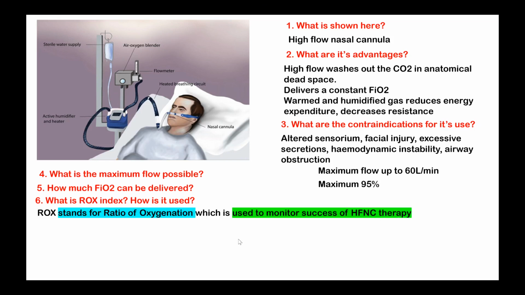So, what should be the formula for this? Any idea? Now that you know the expansion of the acronym, can you make a guess what should be the formula used to assess this? SpO2 by FiO2 into respiratory rate. Respiratory rate, very good. So SpO2 by FiO2 into RR. That is the formula to calculate the ROX.